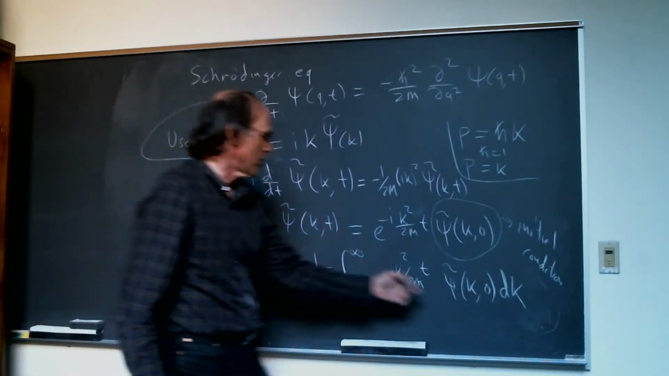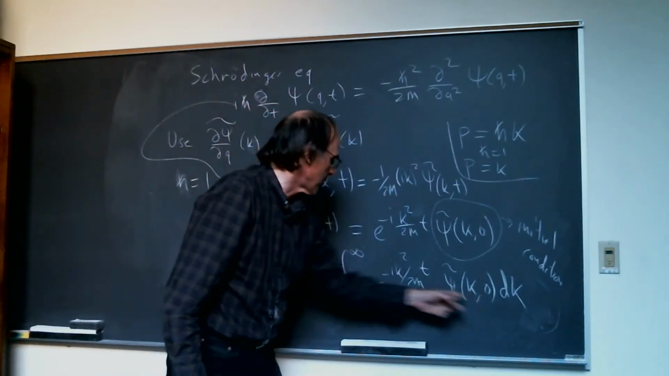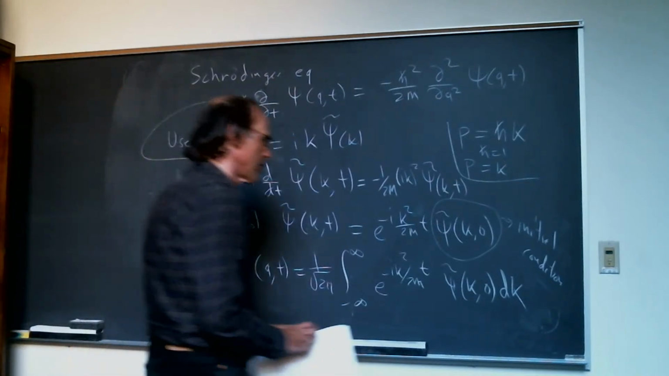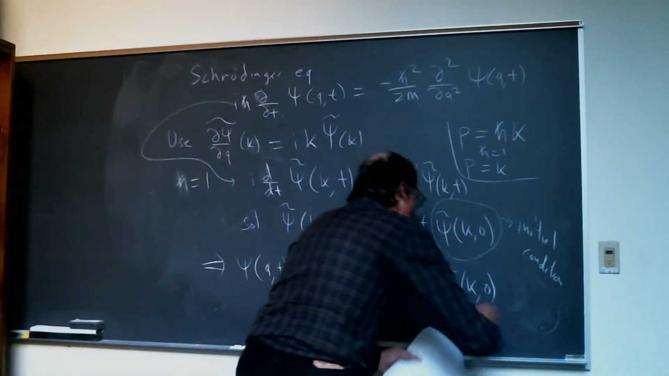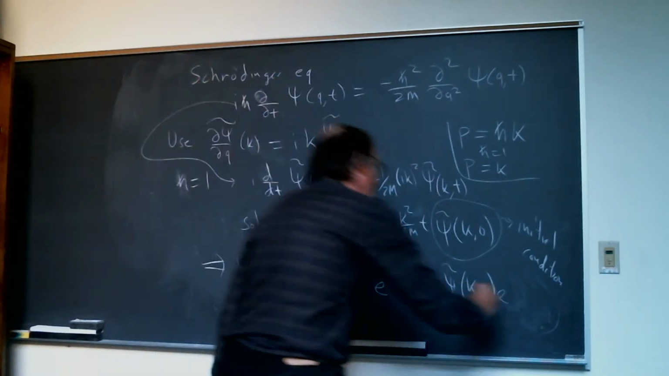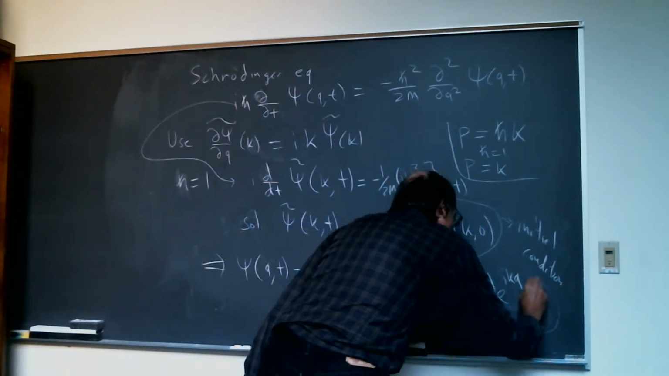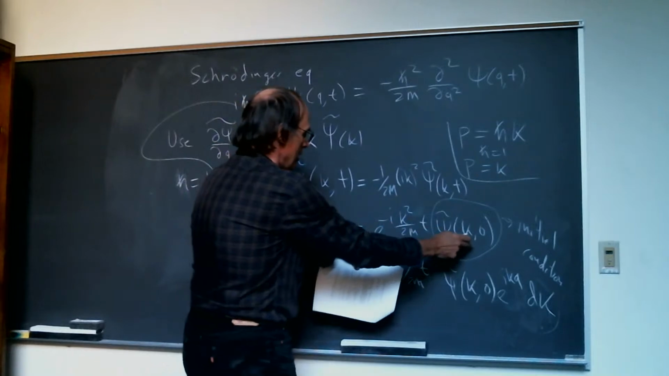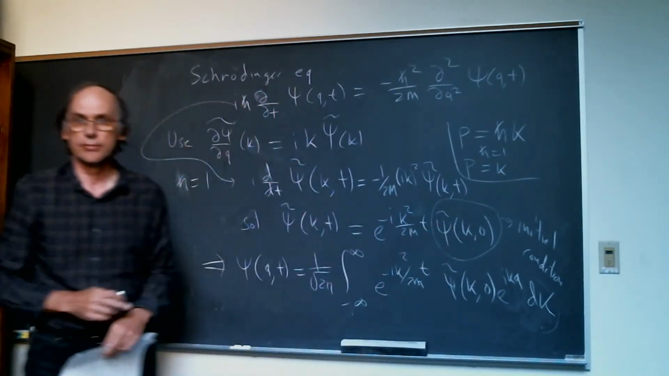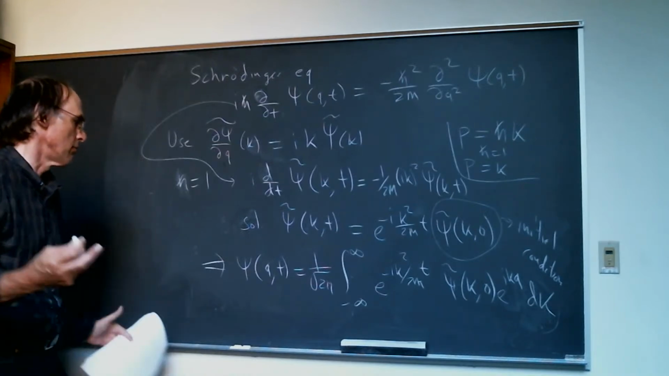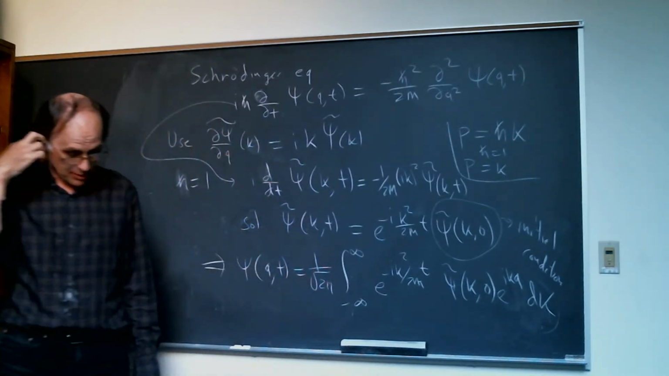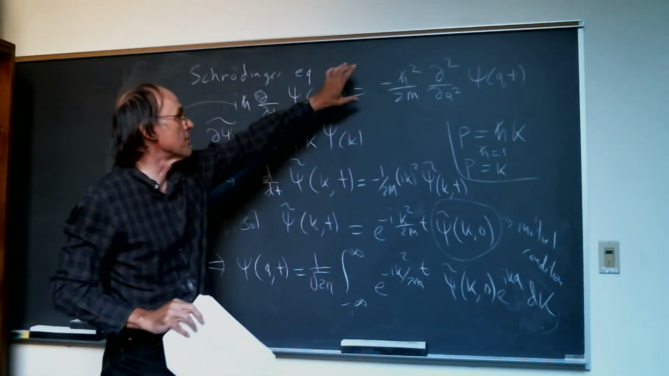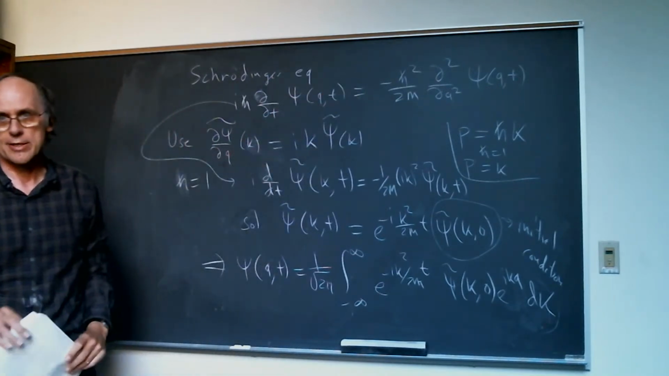So you have this initial data, and you integrate this initial data against this function, and you get the solution. Oh, sorry, there's also an e to the ikq. So it's just the inverse Fourier transform of this guy. This is one of the nice motivations for Fourier analysis: it solves differential equations like this very nicely.